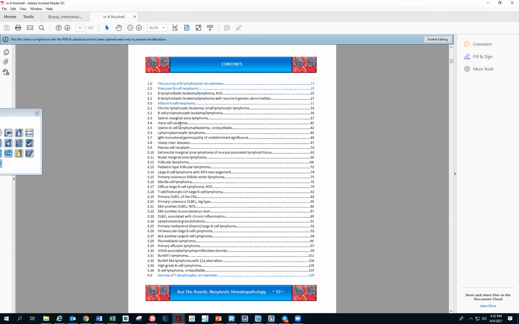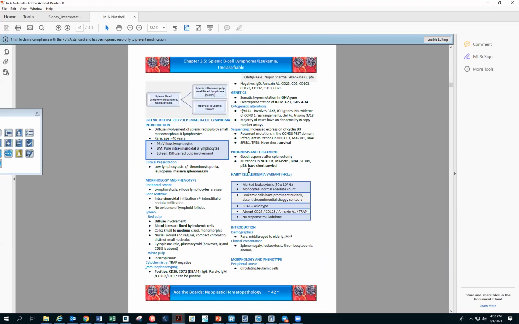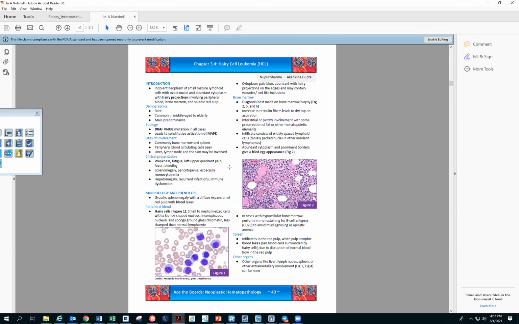Okay. Let's quickly read the hairy cell from here as well, since we have a few minutes remaining. So, hairy cell leukemia. Indolent neoplasm of small mature lymphoid cells with ovoid nuclei, abundant cytoplasm, hairy projections involving peripheral blood, bone marrow, and splenic red pulp.